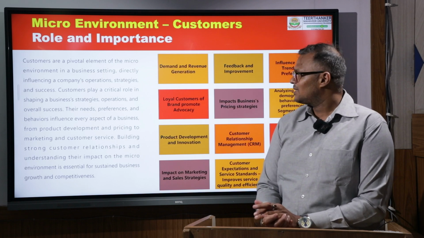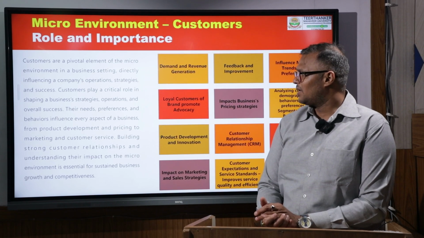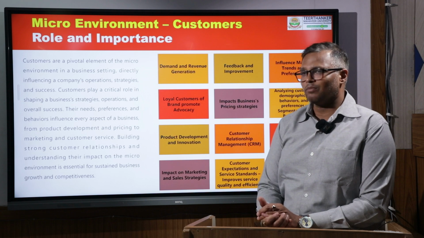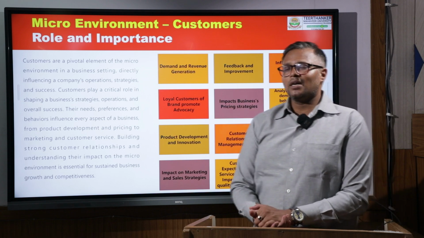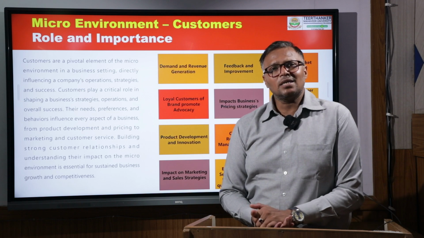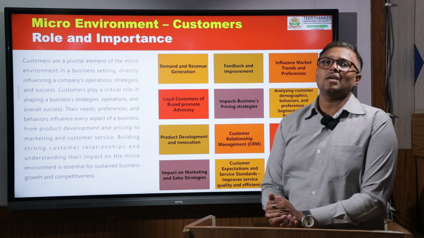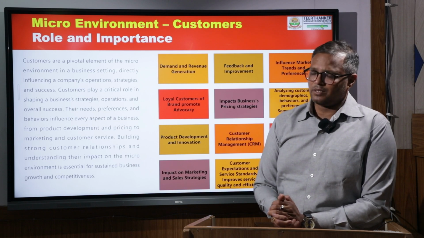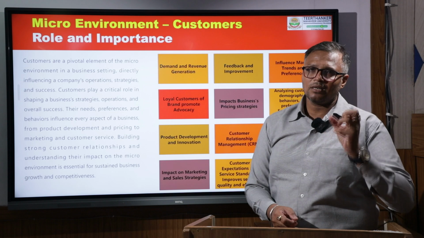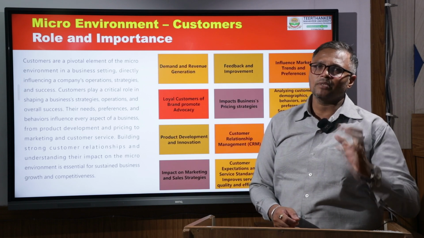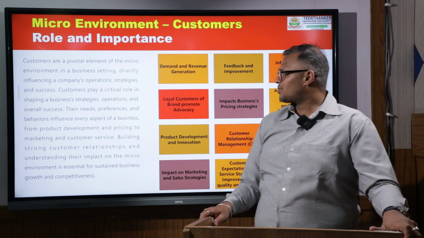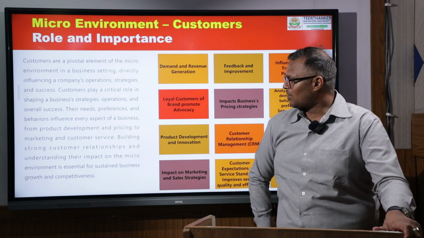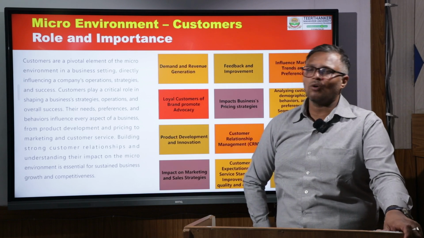Their needs, preferences, and behavior influence every aspect of production, business, and many more things. It can be related to pricing, to packaging, to customer service, or even to the product utility or the product's operational parts, anything. So the customer is the thing on which the entire business rotates. Remember, building a strong customer relationship and understanding their impact on the macro environment is very essential when you talk about sustained business growth and competitiveness.